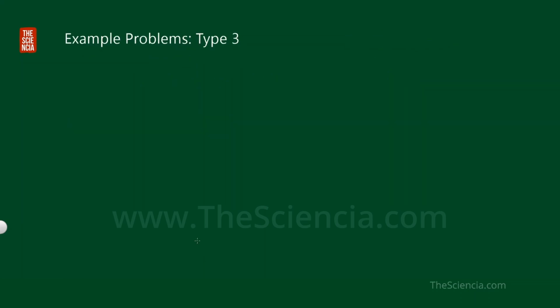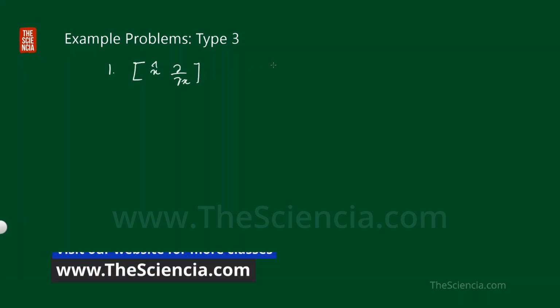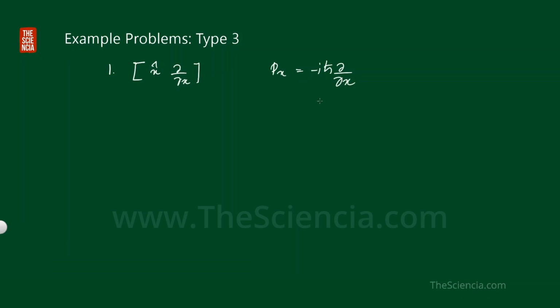Example problem type 3. Here the question will be like this one, that is the commutator bracket of [x cap, dou by dou x]. Then how will we solve? We know one thing, that is Px equals minus I h cross dou by dou x. So dou by dou x can be written as minus Px by I h cross.